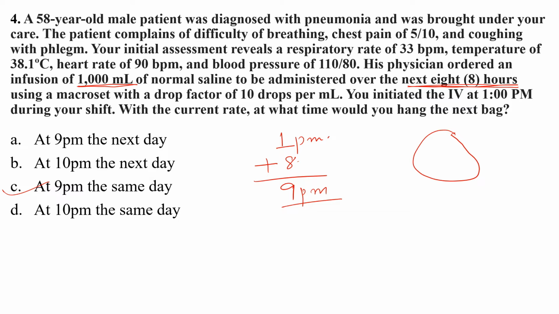Or you can also use the clock. Sorry, my circle is not good. Here is 12, then 1, 2, 3, 4, 5, 6, 7, 8, 9, 10, 11, 12. So if we count, 2 o'clock is the first hour: 1, 2, 3, 4, 5, 6, 7, 8. So at 9 o'clock we have to hang the new bag, or this 1000 ml of normal saline will get over.